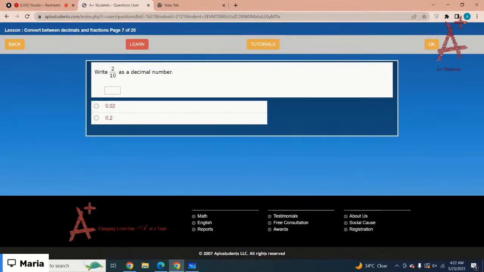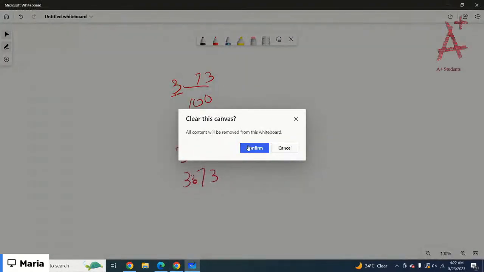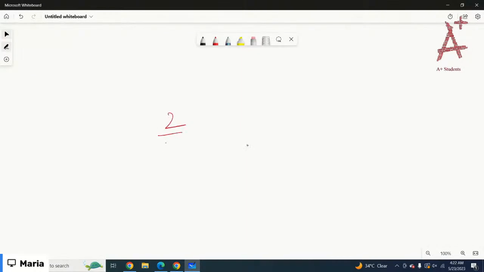The next one is 2 over 10. That means you have to move the decimal point because you have just 10 in the denominator. That means you need to move the decimal point one place left. Got it? So when you move left, it would be from here to here. So it would be 0.2. The correct option is 0.2.